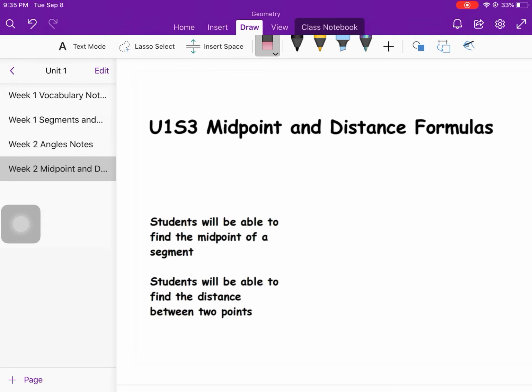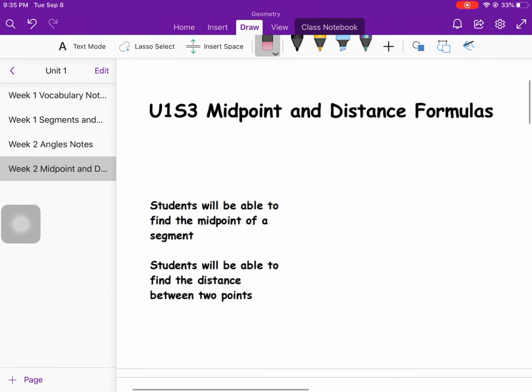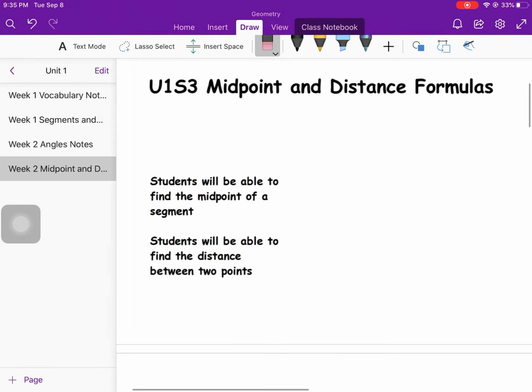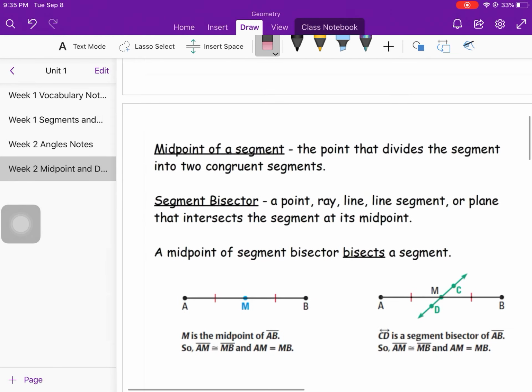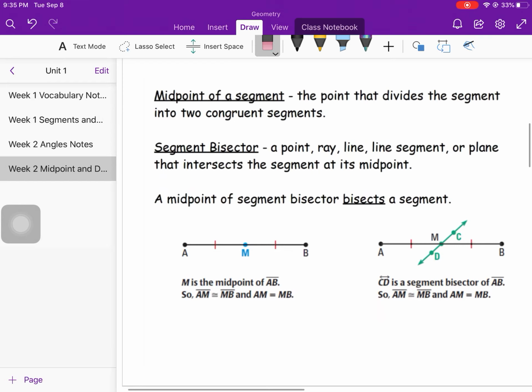Hey guys, this week we are going to be talking about midpoint and distance formulas. These are two important formulas that we're going to use throughout geometry. So this isn't just a one-time lesson. We'll definitely refer back to these later on in the year.